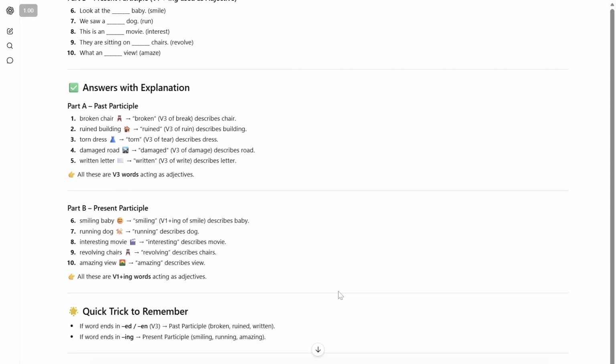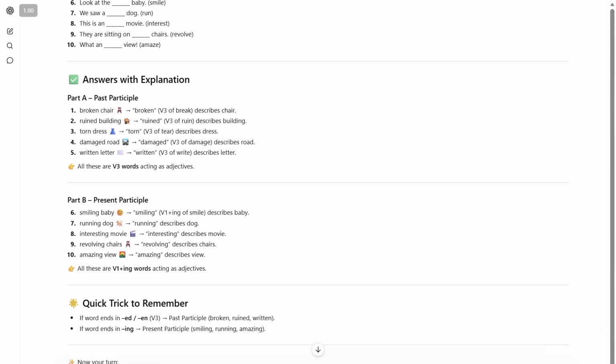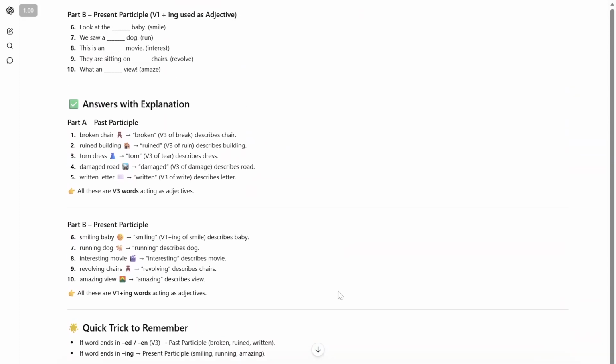Part B, present participle. 6, smiling baby. Smiling, V1 plus ing of smile, describes baby. 7, running dog. Running describes dog. 8, interesting movie. Interesting describes movie. 9, revolving chairs. Revolving describes chairs. 10, amazing view. Amazing describes view. All these are V1 plus ing words acting as adjectives.